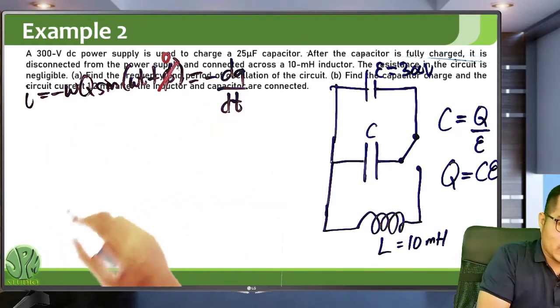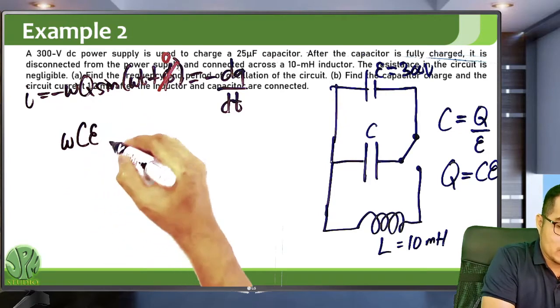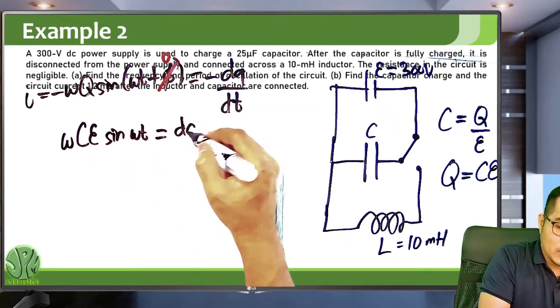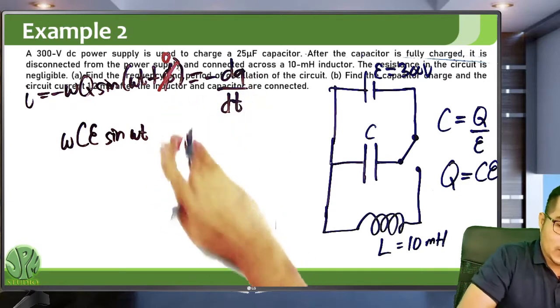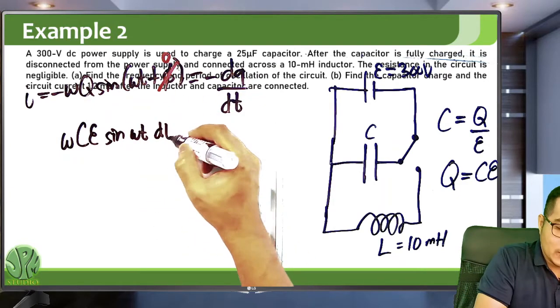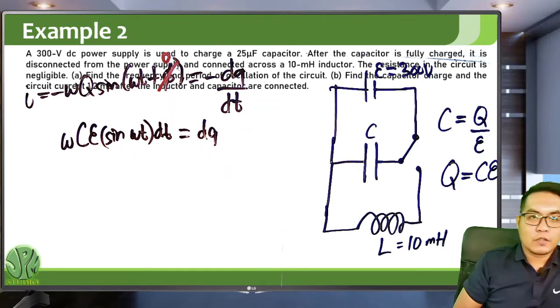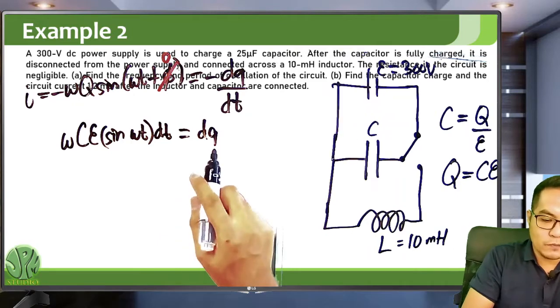The negative sign will cancel each other out. You have omega, this is capacitance times EMF, this is just sine omega t, and you have dq. Now we'll cross multiply dt. So there will be a dt here. It's dq. So we have a differential equation now. So we need to solve for the charge.